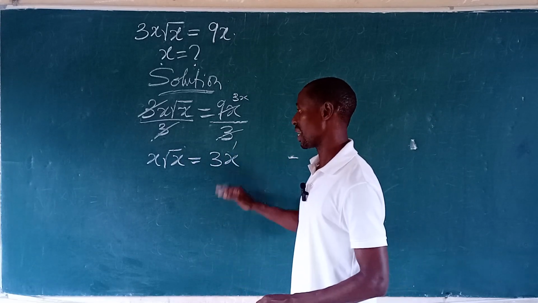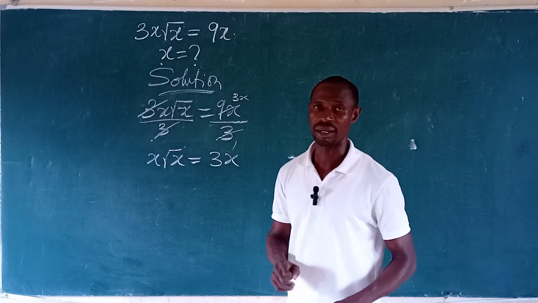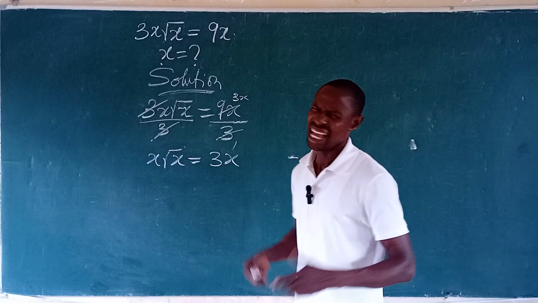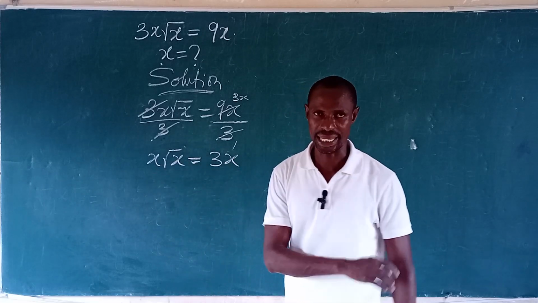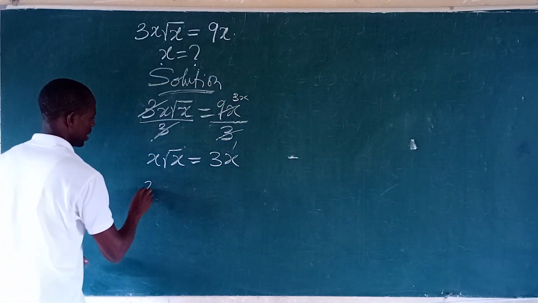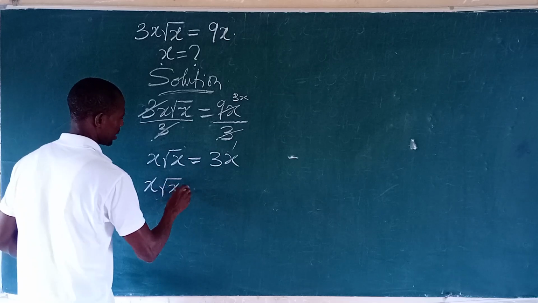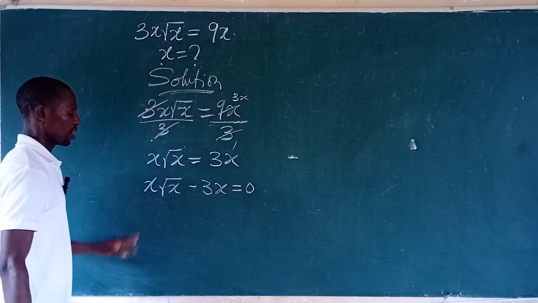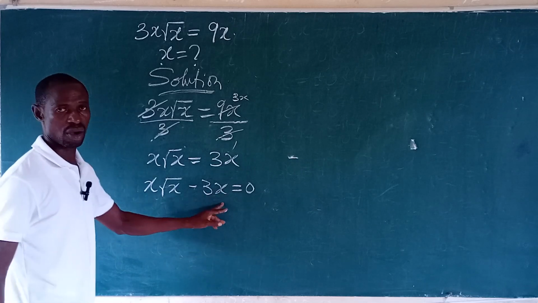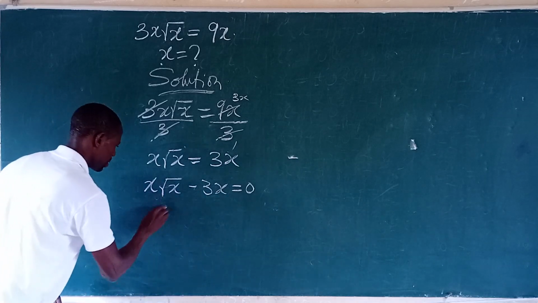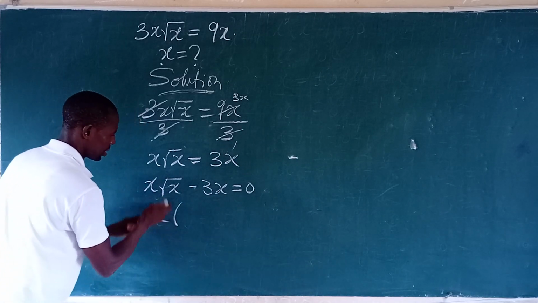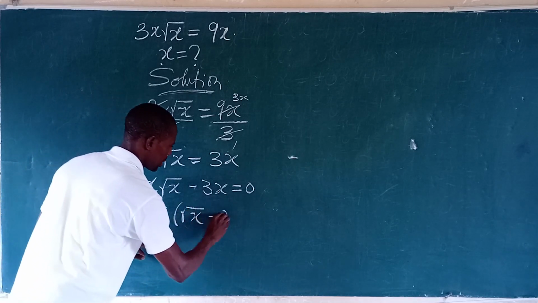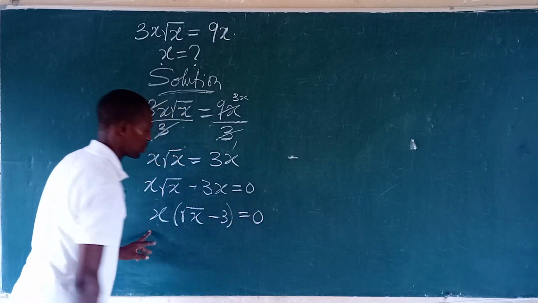Then we apply the zero property. So let's move this to this side. This gives us x root x minus 3x equal to 0. What is common here now? x is common, so let's factor out x. If we use this to divide this, we're left with the square root of x minus 3, everything equal to 0.